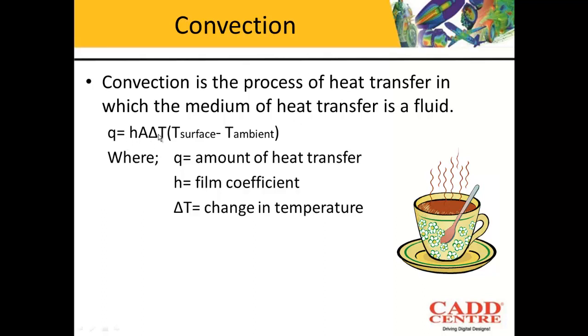When you talk about convection, the formula that we will use is Q = hAΔT. Now, ΔT is nothing but the difference in temperature between the surface temperature and the ambient temperature. Ambient temperature is nothing but the atmospheric temperature which is surrounding that object. Here, Q is the amount of heat transfer, h is the film coefficient, and ΔT is the change in temperature.